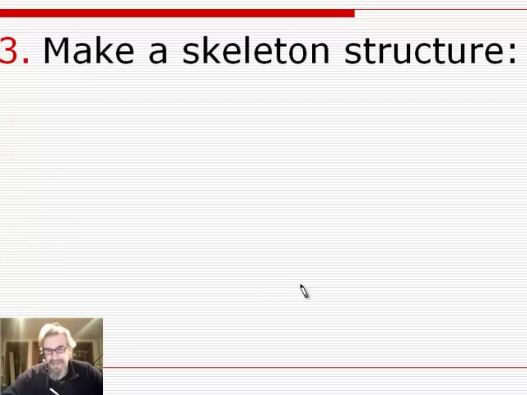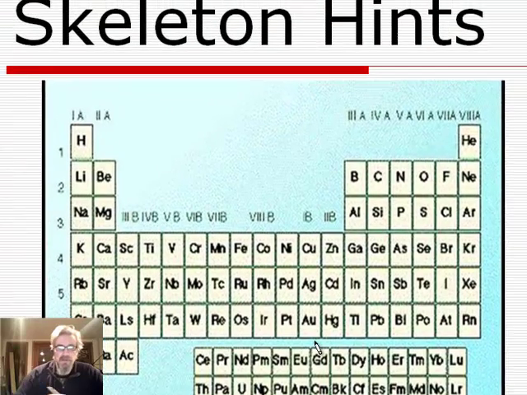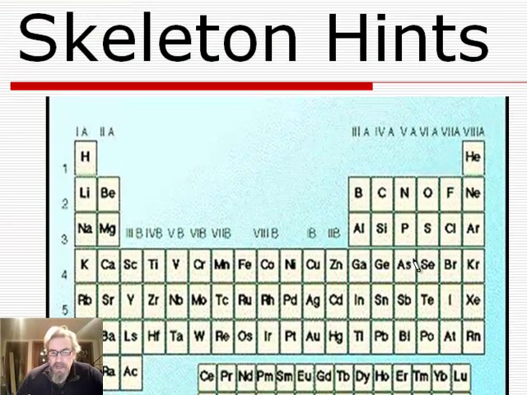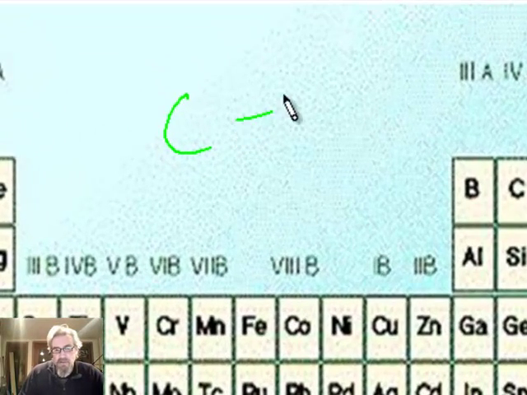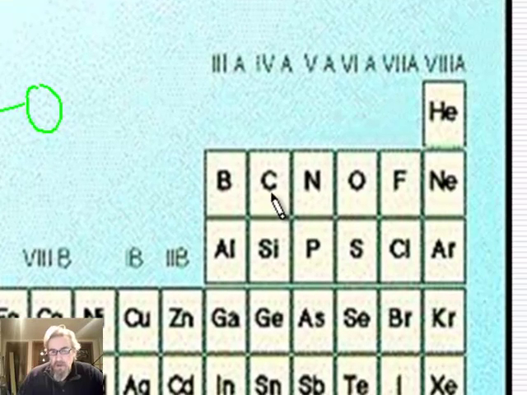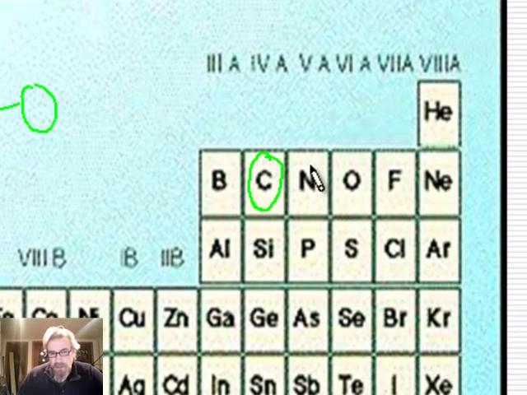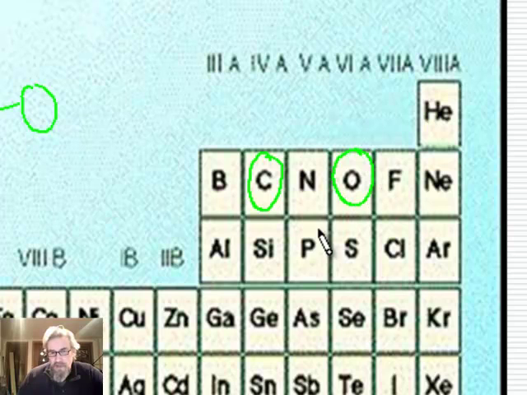The next thing you want to do is make a skeleton structure. There are several hints to making a good skeleton structure, but this involves some experience, some creativity, and sometimes some trial and error. Here's one skeleton hint. In a molecule, the farther away an atom is from the edge of the table, the farther away it's probably going to be from the edge of the molecule. So let's say you were going to bond carbon to oxygen. In this molecule, carbon is probably going to be closer to the middle of the molecule, and oxygen is probably going to be closer to the outside of the molecule because carbon's closer to the middle of the table than oxygen is.